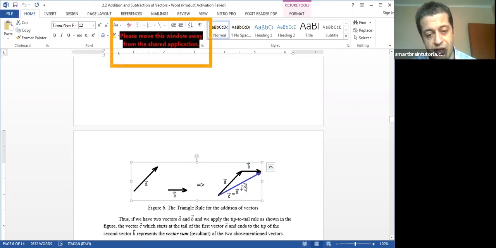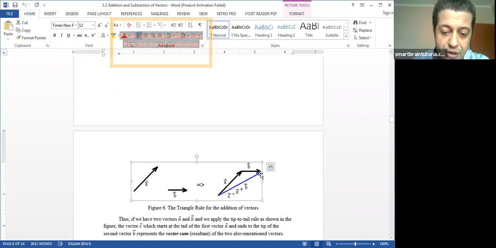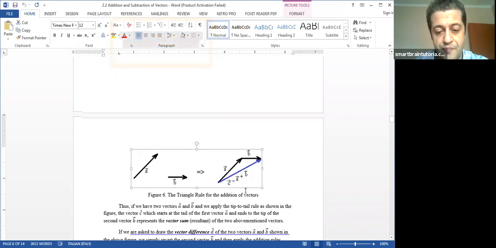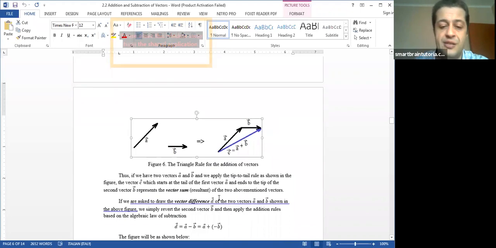This is the sum, a plus b. If we have the vector a and the vector b, we are going to place the vector b where the vector a ends, and then we are going to take the resultant vector that starts from the beginning of the first and ends at the end of the second. This is the vector c, that is a plus b. This is the triangle rule basically.